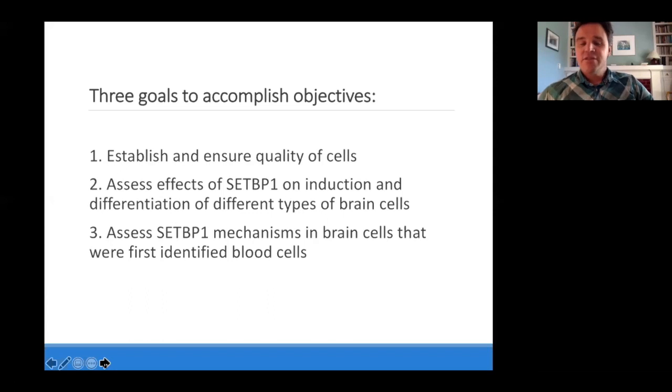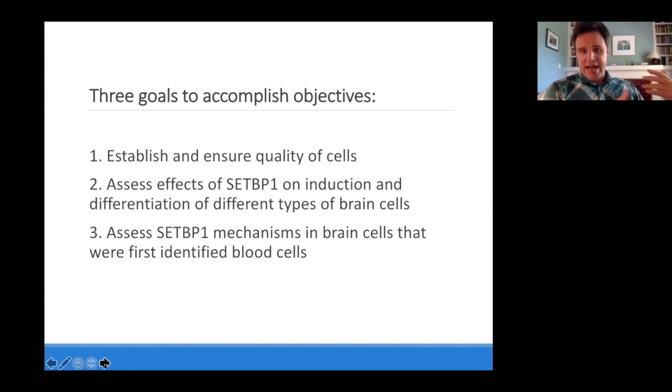So the first thing we need to do is get cells from children into the lab. And remember, we are a lab that makes brain cells from kid cells, what we get from the kids. Then we want to ask, does any of this SETBP1 dose affect brain development? And again, we can sort of model brain development in our lab.